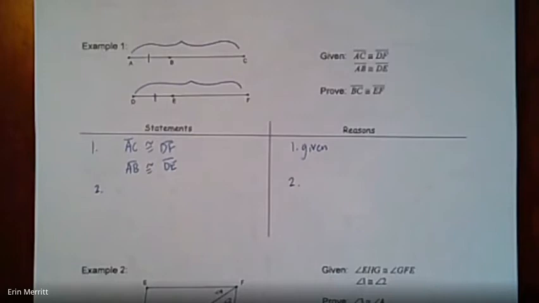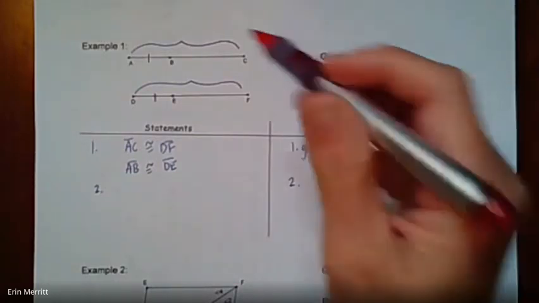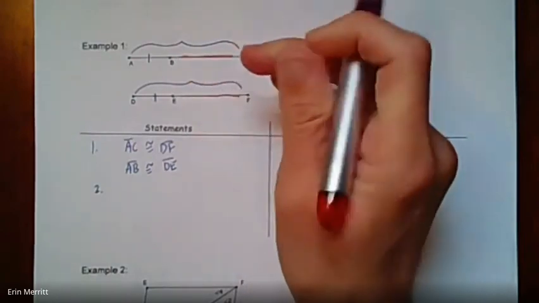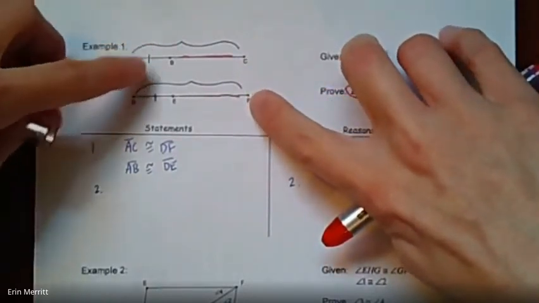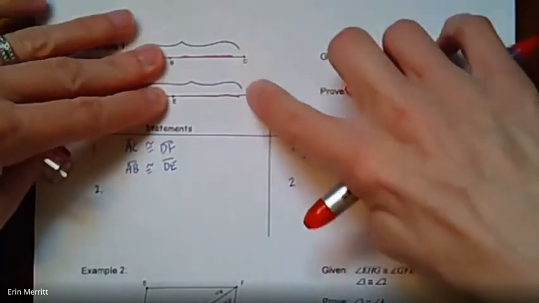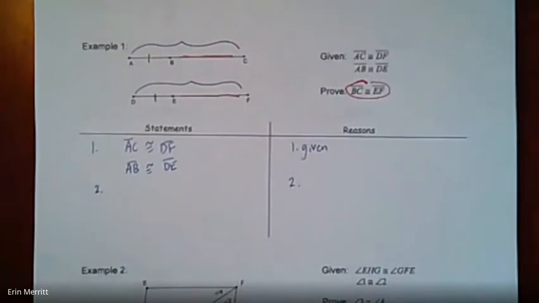Hey, look at what we're trying to prove. We want to prove that BC is congruent to EF. Well, here's BC, here's EF. It would make sense that if this whole length is the same as that whole length, and this little piece is the same as this little piece, then if we subtract and take that out, these remaining parts that I highlighted in red, those will be equal. So that's our goal here.